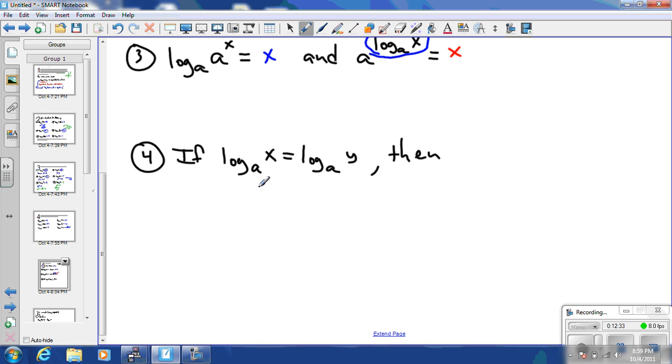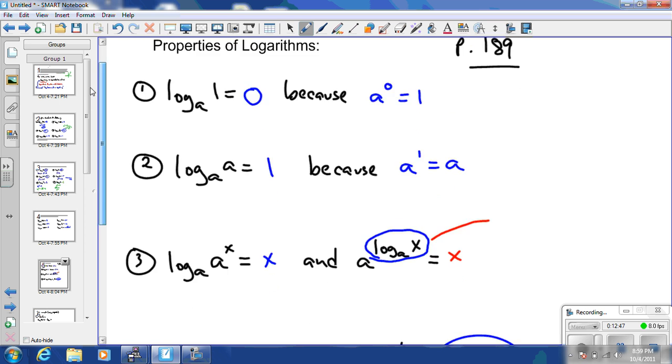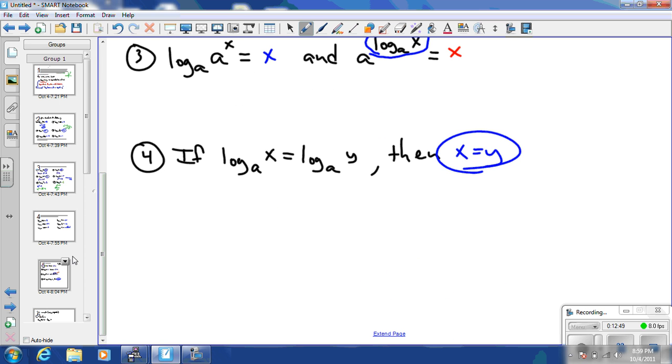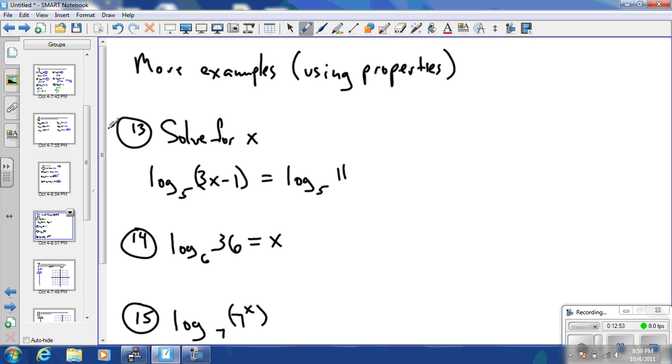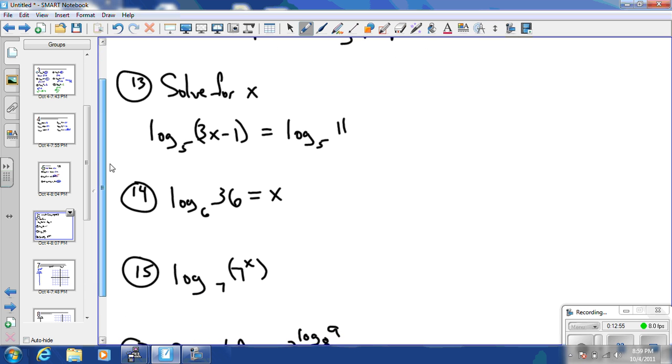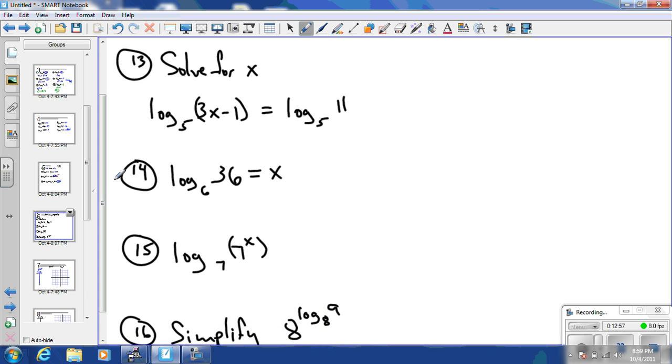And this one here, if the log base a of x is equal to the log base a of y, what do you think would have to be true? Hopefully you said that x would have to equal y. So you'll see these properties again on page 189 of your text. We'll resume the second video here with these problems.